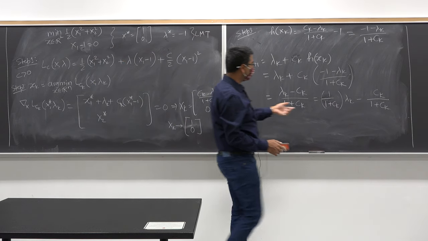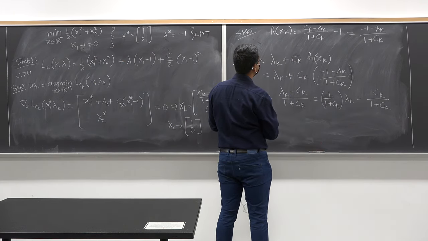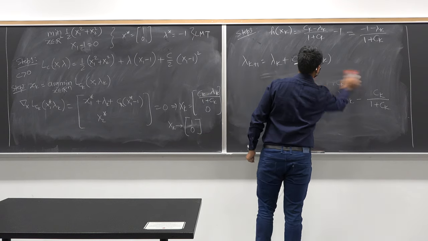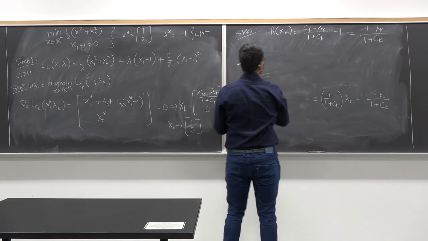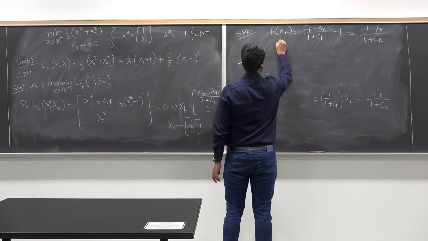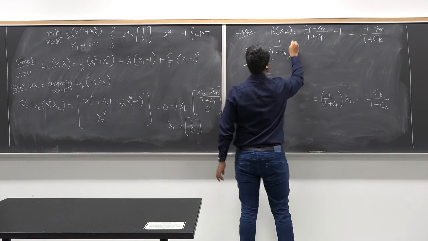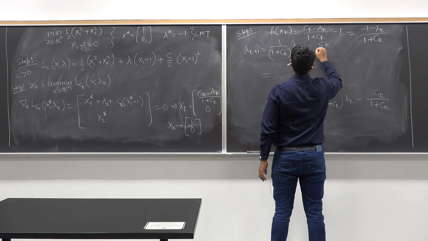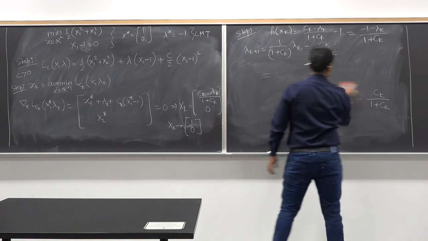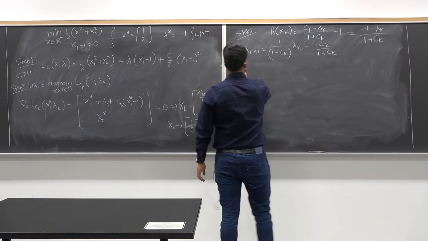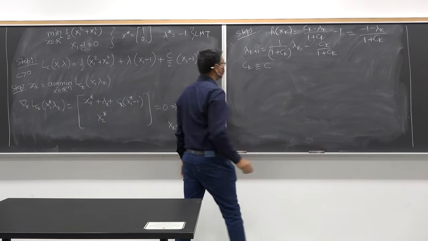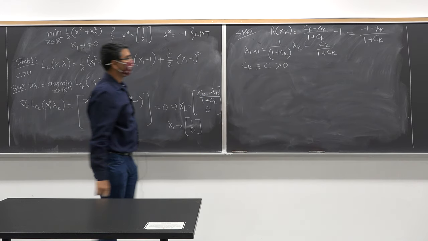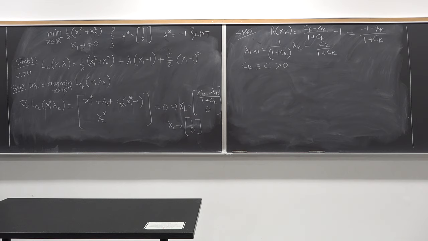Okay. So I'm going to push this equation here so that I have all the expressions in one place. I have lambda k plus 1 equals 1 over 1 plus ck lambda k minus ck over 1 plus ck. Now just assume that ck is identically equal to c and c is greater than 0. So I pick a c which is greater than 0 and I'm not going to change the value of ck. I'm just going to keep it constant.